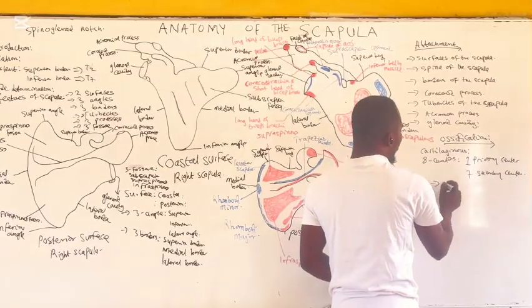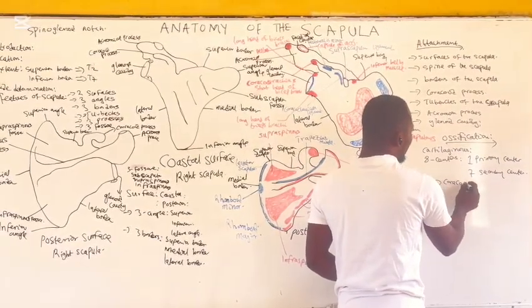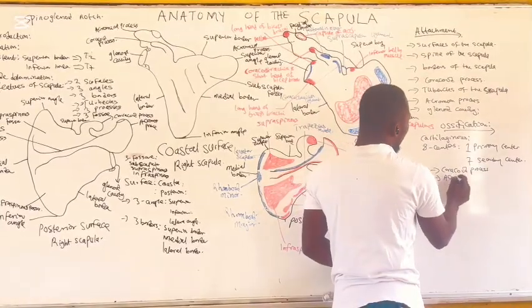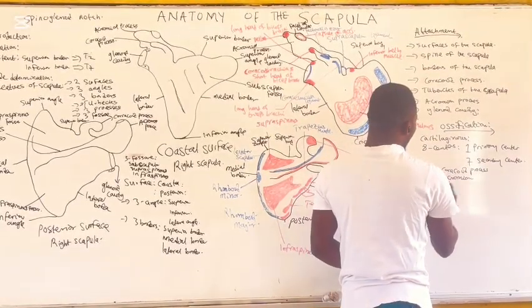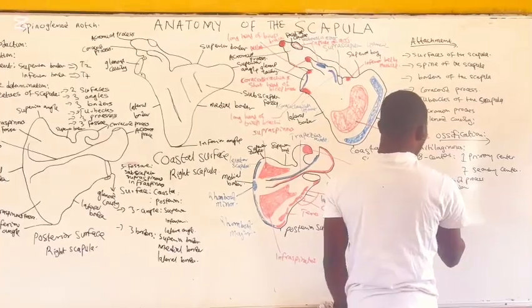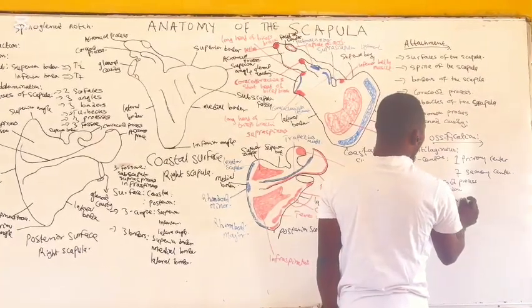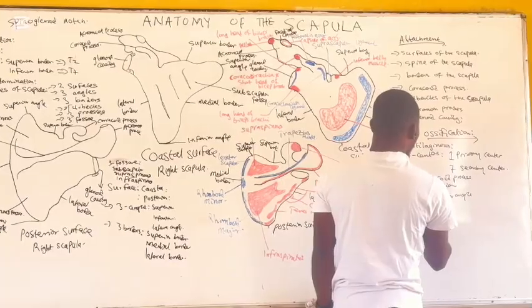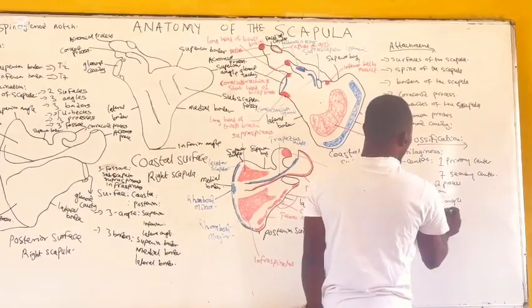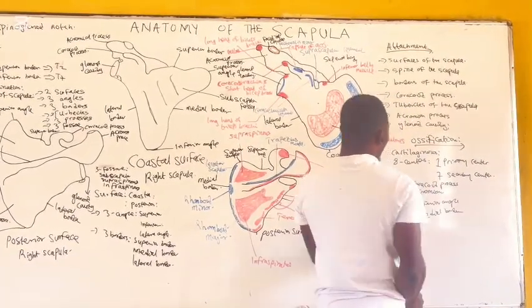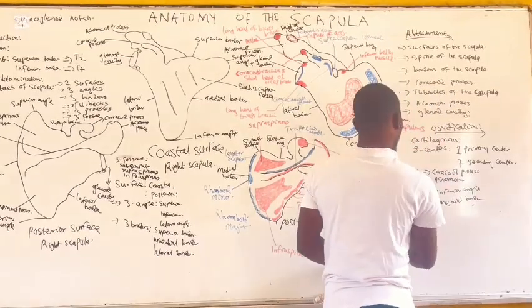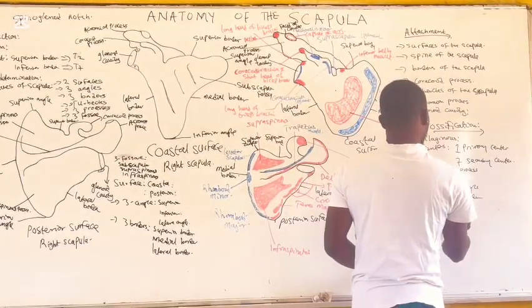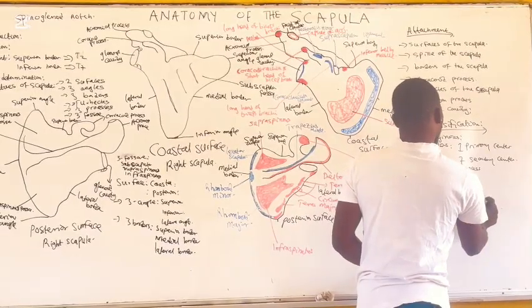There are 2 for the coracoid process, 2 for the acromion process, 1 for the inferior angle, 1 for the medial border, and 1 secondary center for the lower rim of the glenoid cavity.